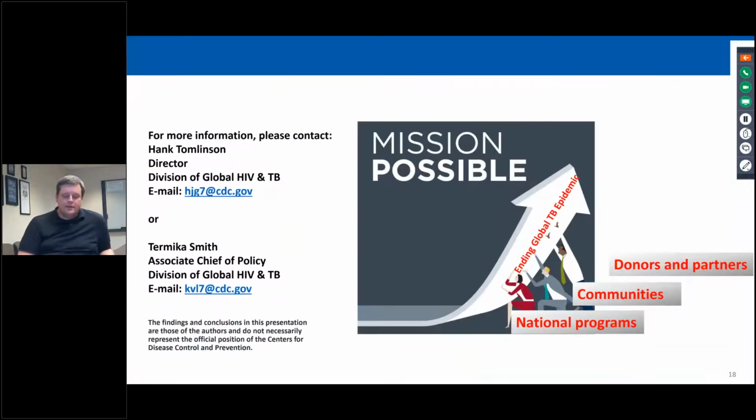Although much progress has been made in TB epidemic response globally, much more needs to be done to achieve the ambitious end TB targets. The mission of TB epidemic control can be accomplished through a strong partnership and collaboration among donors and implementing partners, communities, and national programs.